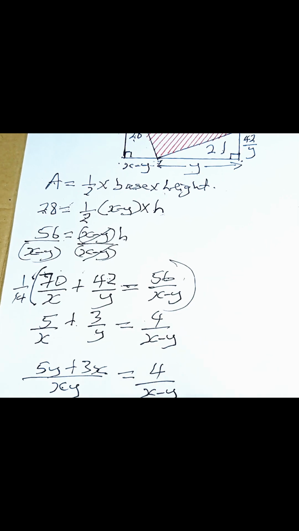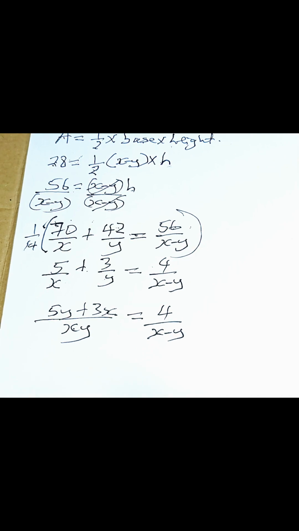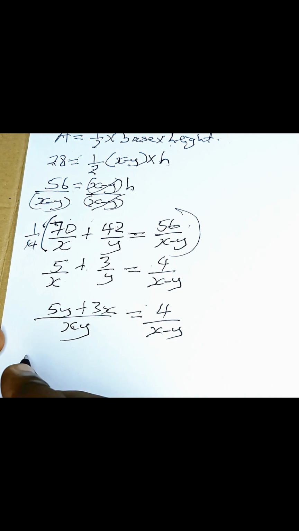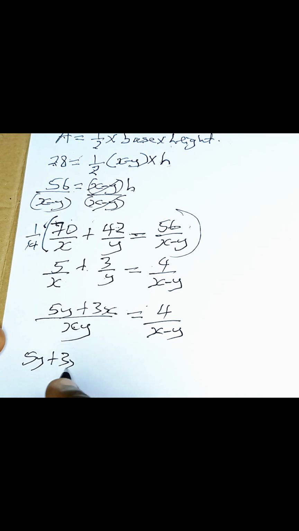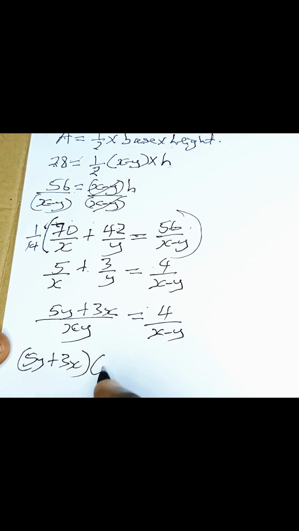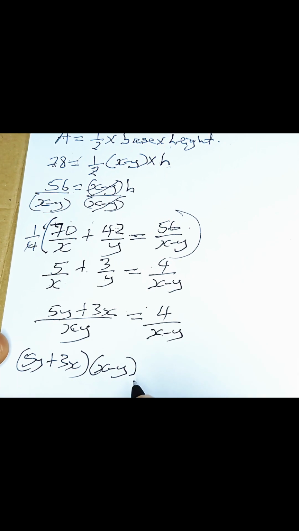When we take the LCM, that will be xy. x into x, that should be y. So this will be 5y plus 3x over xy to give us 4 over x minus y. Looking at the scenario there, what do we now do? We cross multiply. By cross multiplication, we have 5y plus 3x times x minus y is equal to 4xy, because this multiplies this. This comes here.